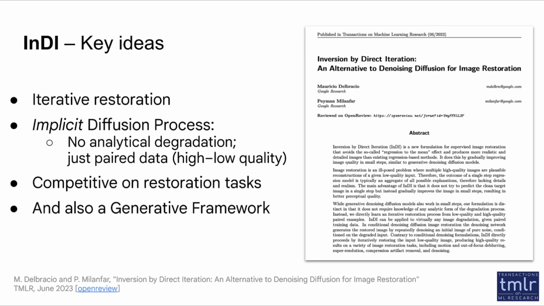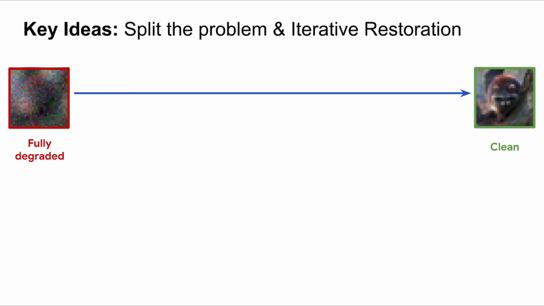We introduce InDI, an iterative procedure for doing image restoration and generation. InDI can be seen as an implicit reverse diffusion process that can be applied to any restoration task where we're given paired data for training the model. The key idea in InDI is to split the restoration process into multiple smaller ones.